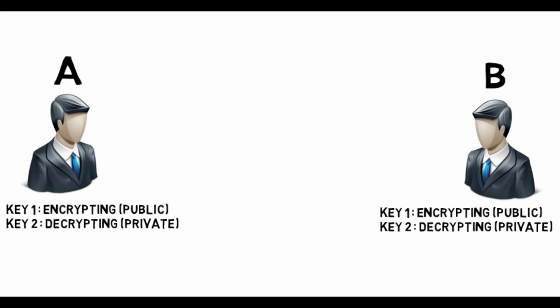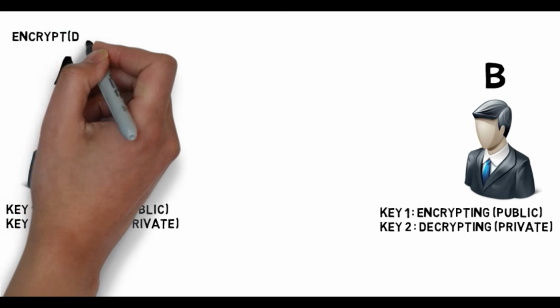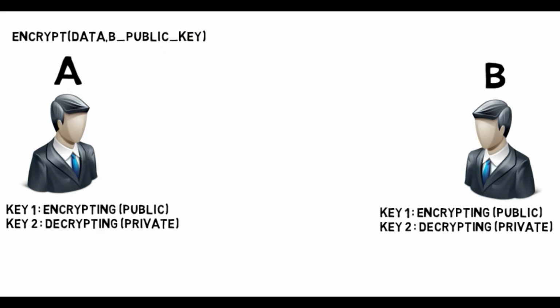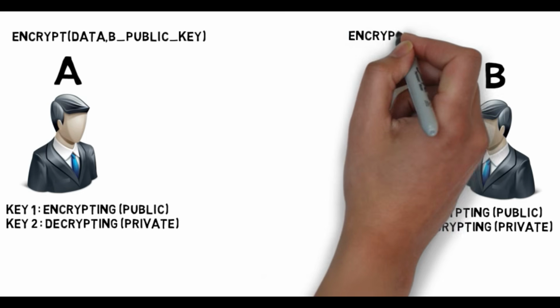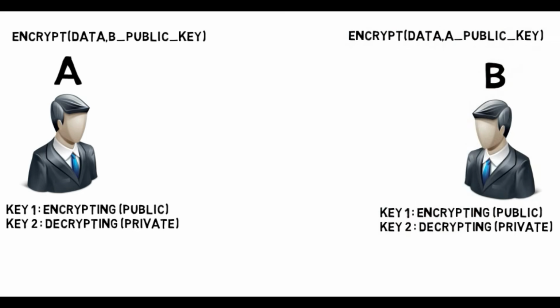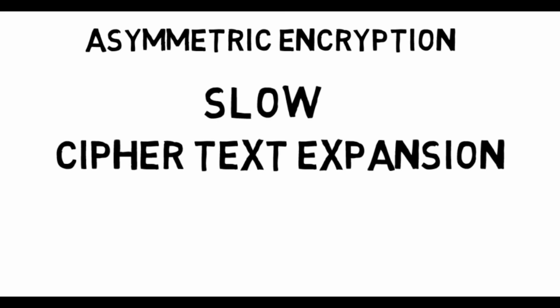User A will use user B's public key to encrypt the message, so when user B receives it, he will decrypt it using his own private key. And this is how asymmetric encryption is used to provide confidentiality. But we can't use asymmetric encryption for data protection since it has some weaknesses. First, it's slower because it requires much larger key sizes. Also, in asymmetric encryption, we have ciphertext expansion. So whatever you encrypt with asymmetric encryption ends up larger and larger.